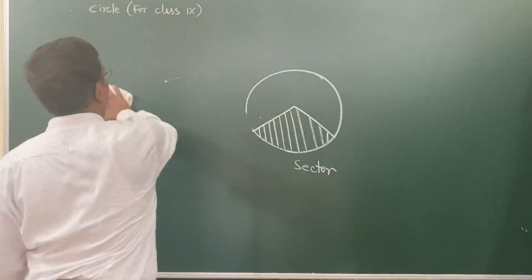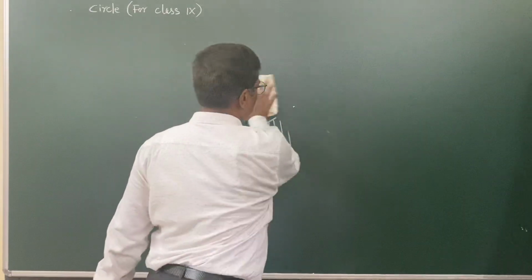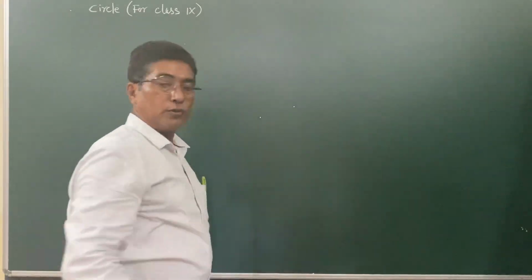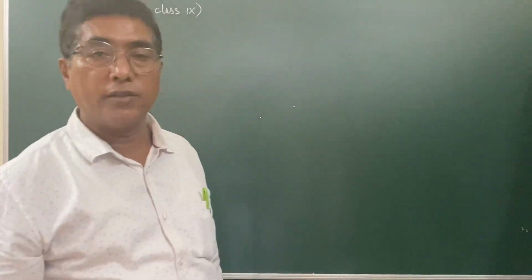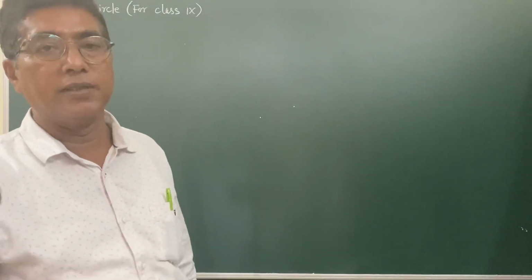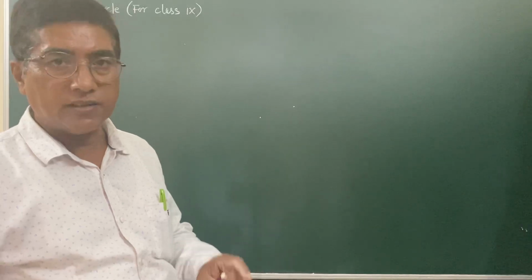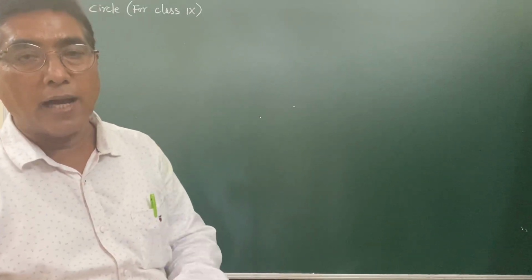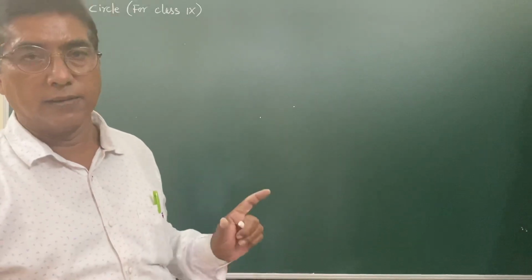And if you are asked what is a chord? A chord is a line segment whose end points lie on the circle. The largest chord of a circle is the diameter of the circle.